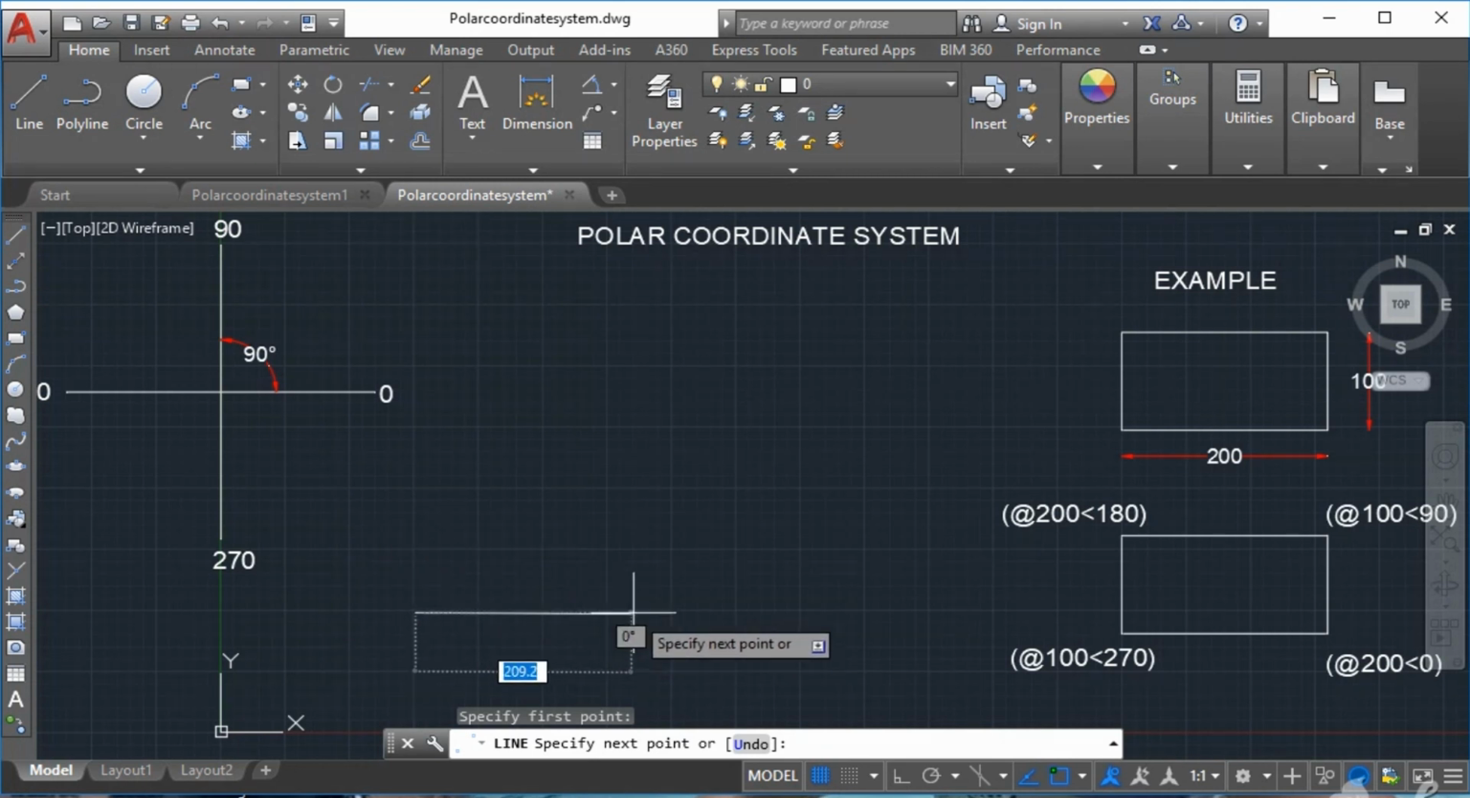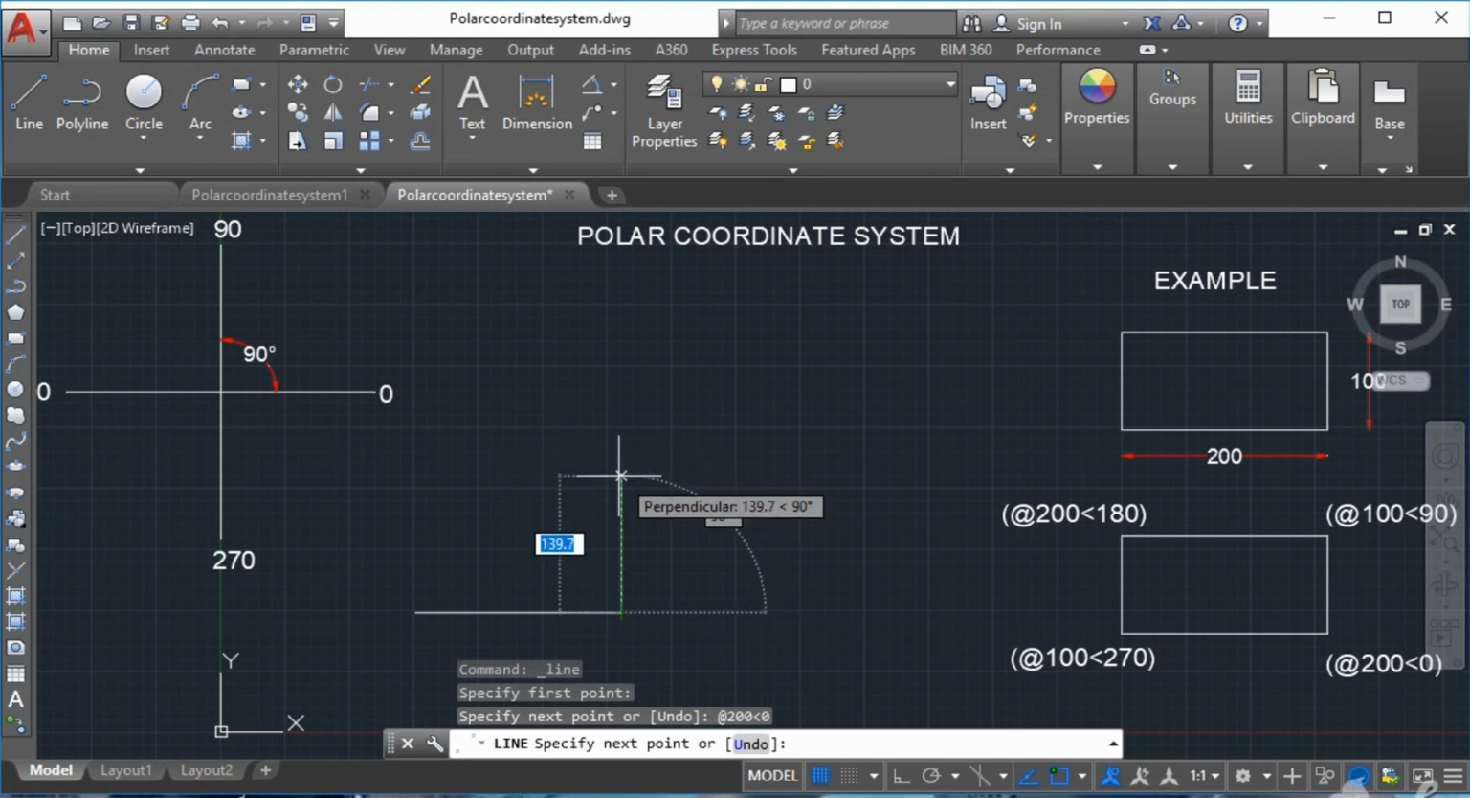If we type the @ symbol, for the next coordinate what do we want to do? We want to type the @ symbol, the distance and the angle. In this direction the angle will be 0 degrees, along the x-axis. So I am typing the @ symbol and the distance, how much distance? 200 mm length and less than symbol and 0 degrees. Press enter. See, now we got this point.